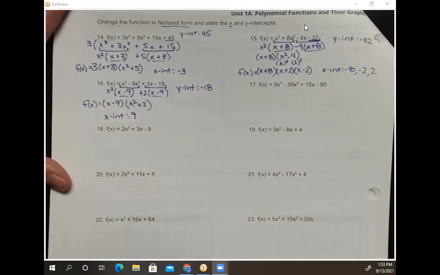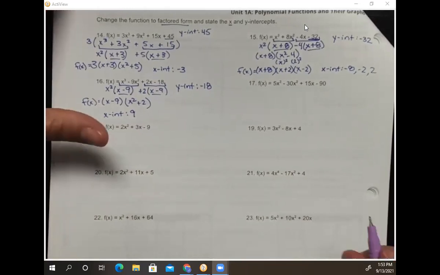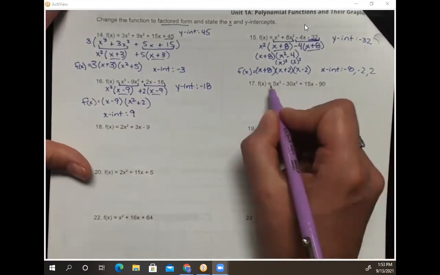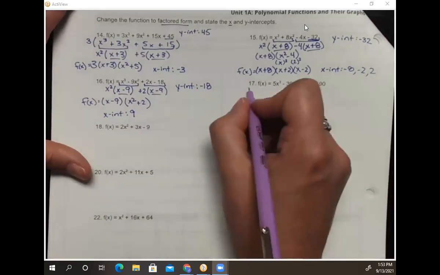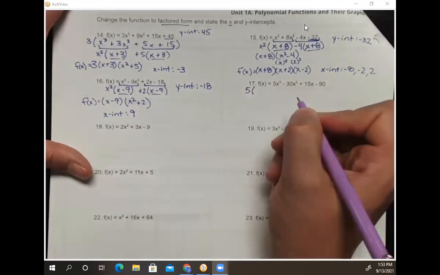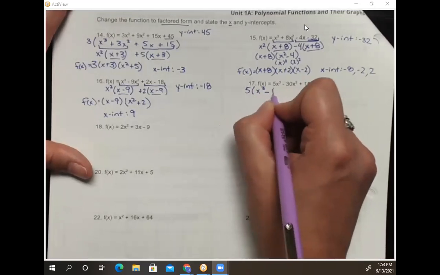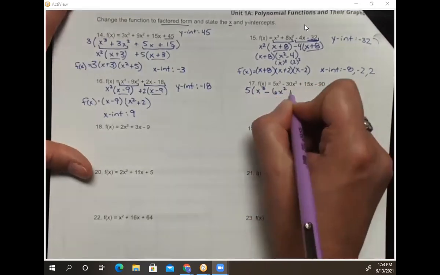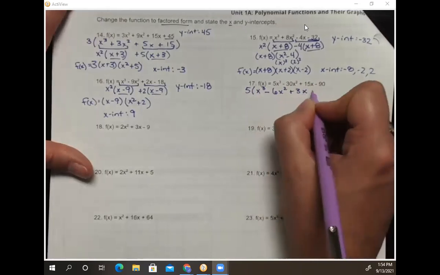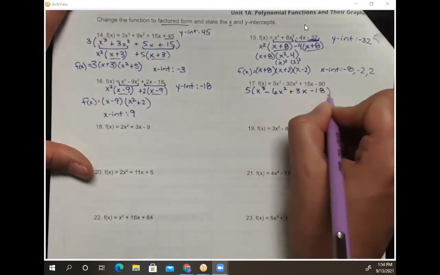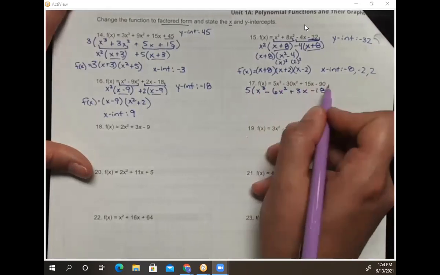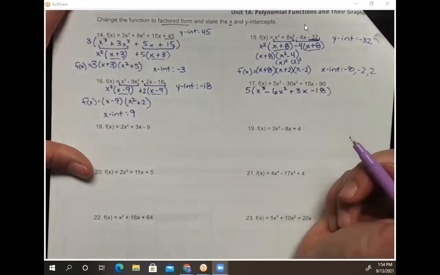Number 17, same idea. This time I do have a common factor for all my terms. All of my coefficients here are divisible by 5. So I'm going to start by factoring out a 5. That leaves me with x cubed minus 6x squared plus 3x minus 18. Again, I've divided 5 out of all of these coefficients, and this is what's left.